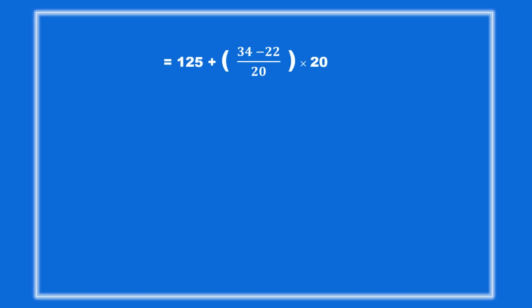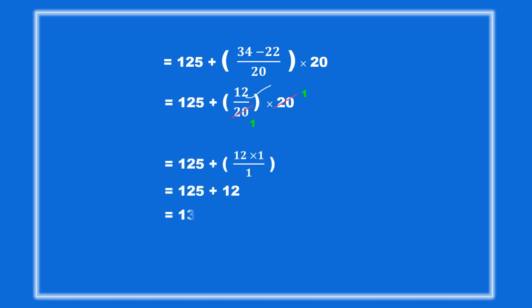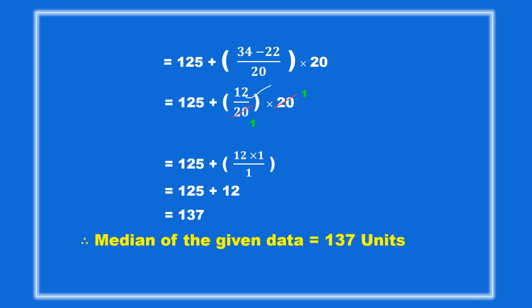So take all the values. Now subtract 22 from 34. Okay, you will get 12. Now here I can cancel this 20 and 20 directly, because one is in the numerator and one is in the denominator. So I cancel 20, 20. So you'll get 12. Okay, 12 by 1 is nothing but 12. So 125 plus 12 equals 137. Okay, so this is your median of the given data.